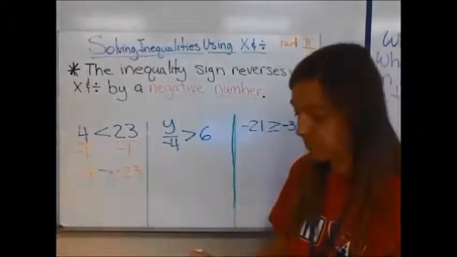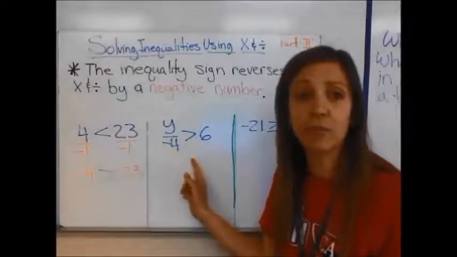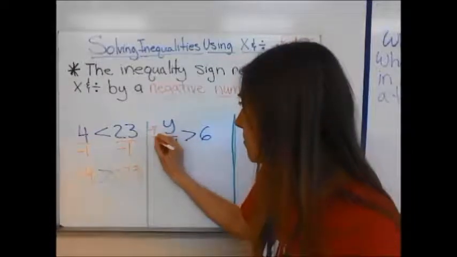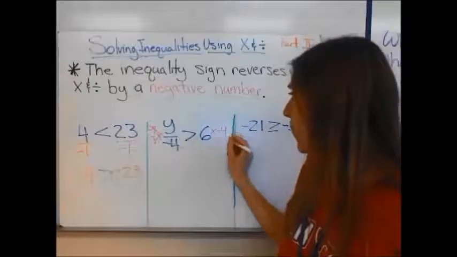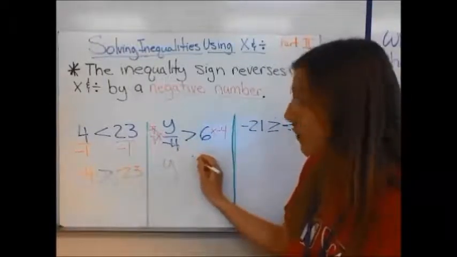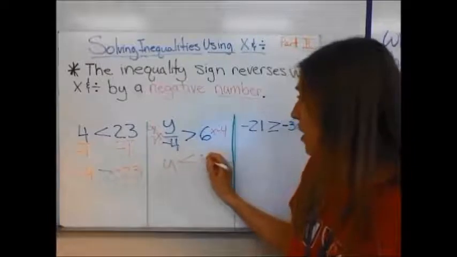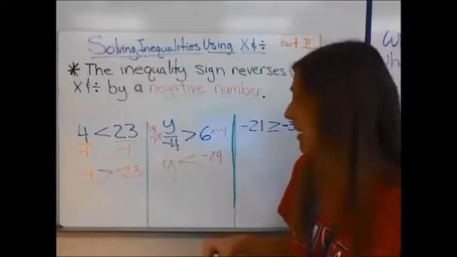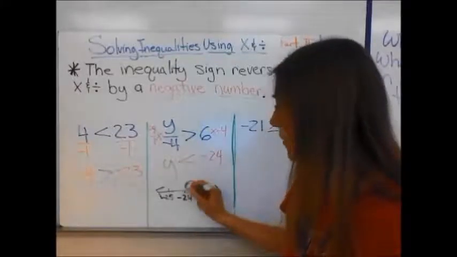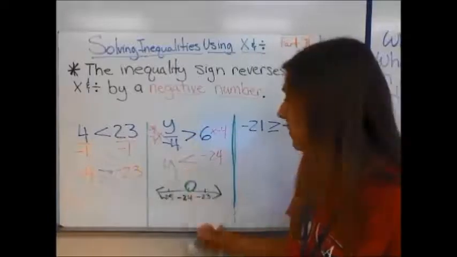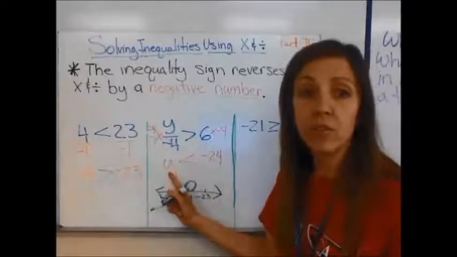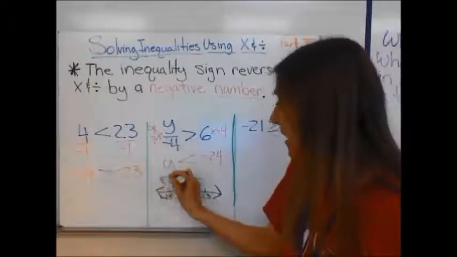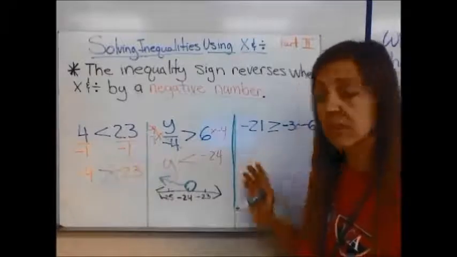Let's try this one out. y divided by negative 4 is greater than 6. So I'm going to multiply by negative 4. y, I need to flip my symbol, is less than negative 24. And then I'm going to graph it. I'm going to have an open circle at negative 24 because there's not an or equal to symbol. And I'm going to point, because y, the variable, is less, to everything that's less than negative 24, which would be to the left.